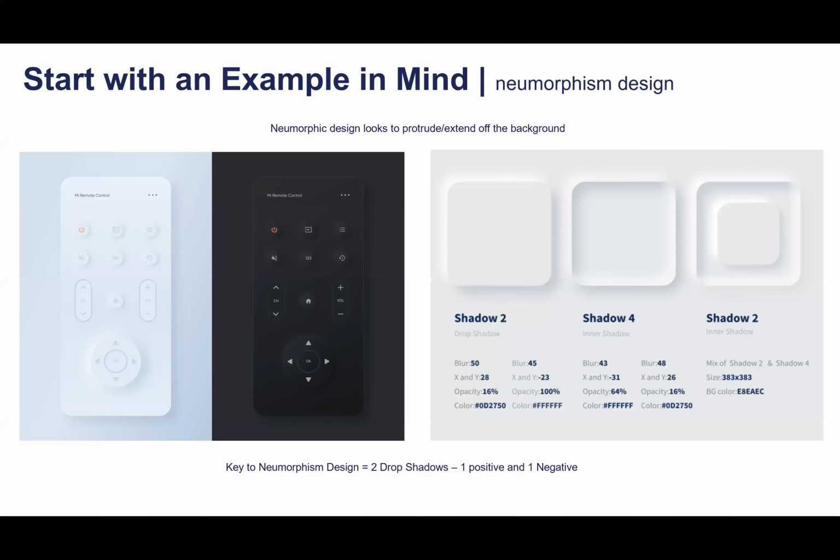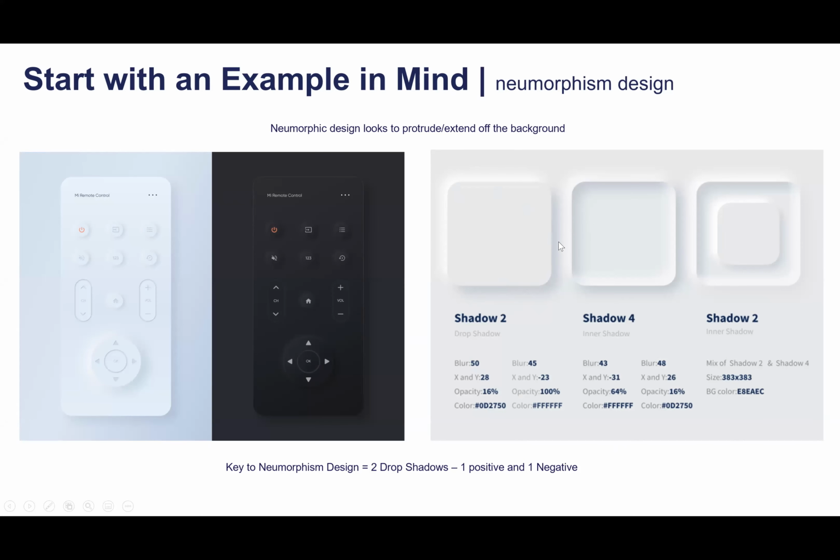So the example that I started with in mind is the image that you see to the left-hand side. There is a new trend in UI that's called neomorphism design. And what that is, pretty much, you see these buttons here, they tend to look as if they're protruding or extending off of the background. And that's nothing fancy. All it is is 2 drop shadows, one positive and one negative. So the picture on the right shows you exactly how some of those drop shadows are aligned.